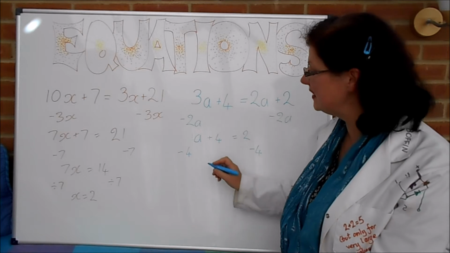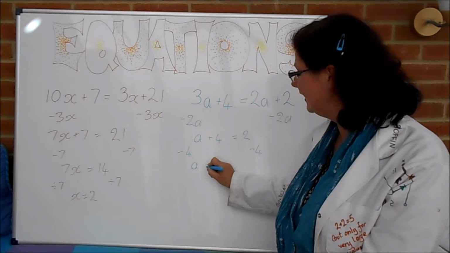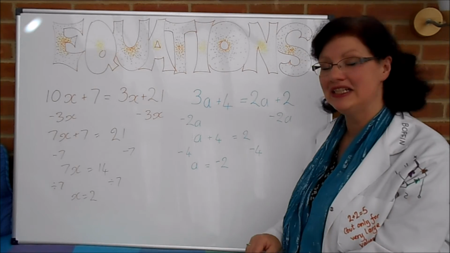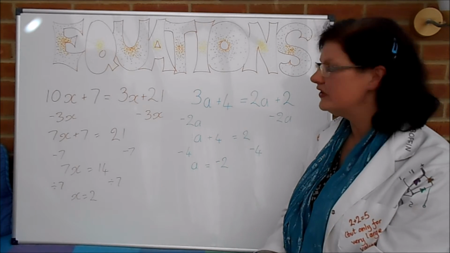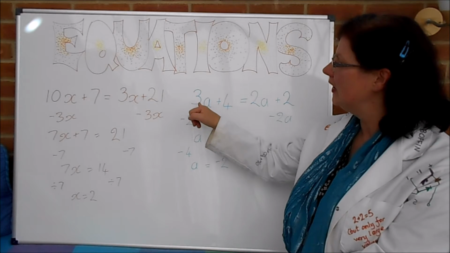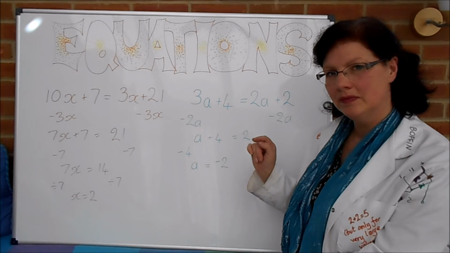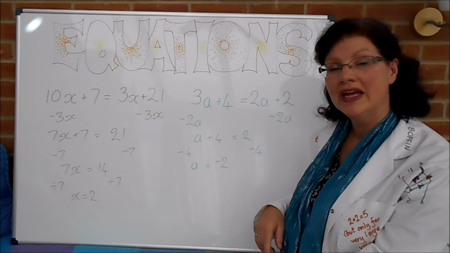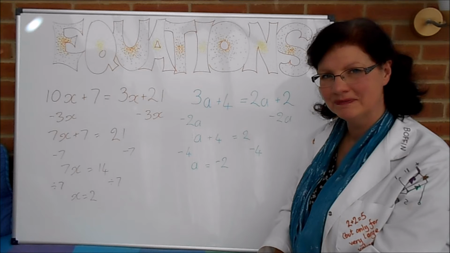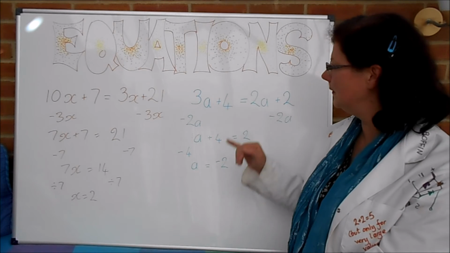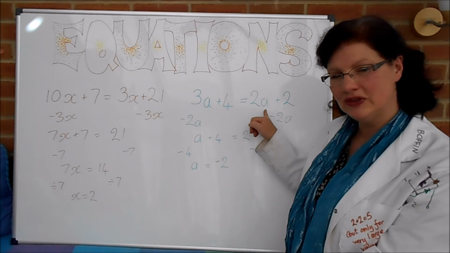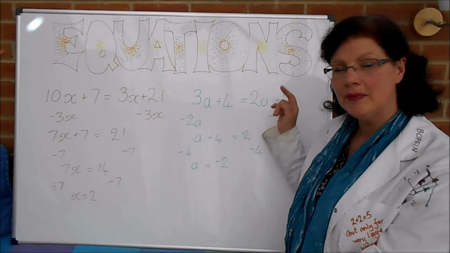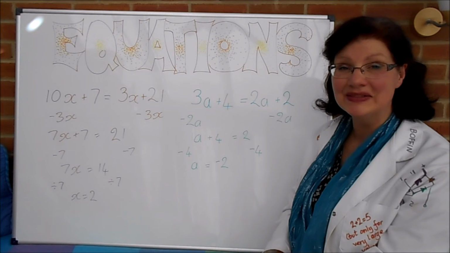Hope you're okay with negative numbers here. And we get A equals negative 2. We don't need to do any dividing here because it was just 1A. A equals negative 2. We can check that that's correct. 3 lots of negative 2 is negative 6. Add on 4 and we get negative 2. Okay, so the left hand side comes to negative 2. 2 lots of negative 2 is negative 4. Add on 2 and we're back up to negative 2 again. So yes, it does work.